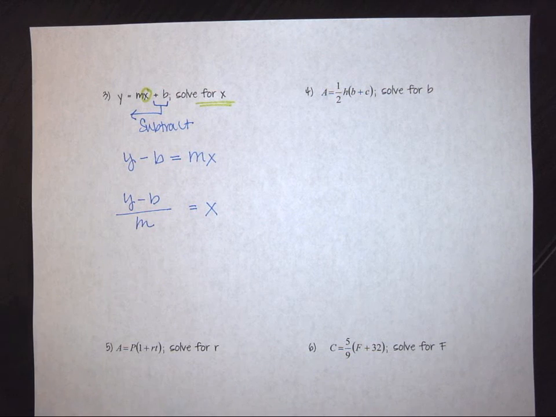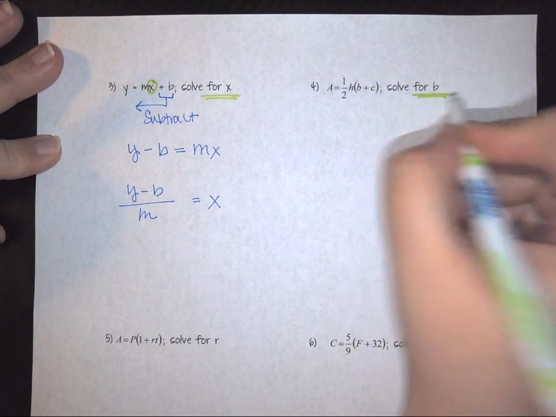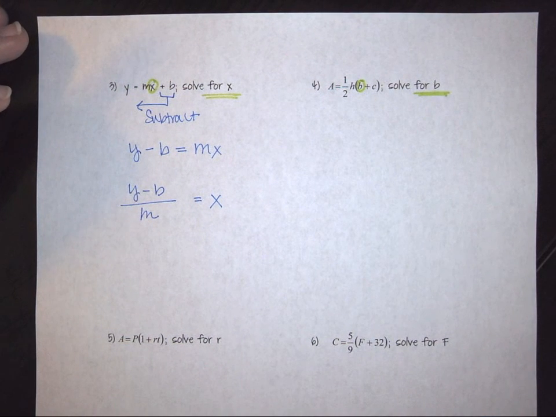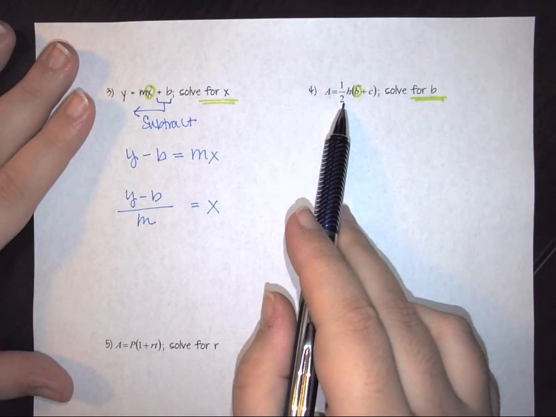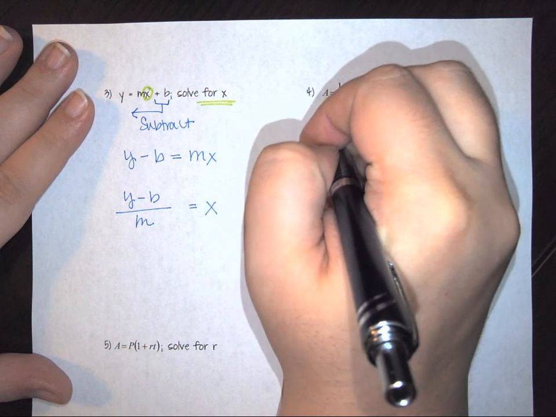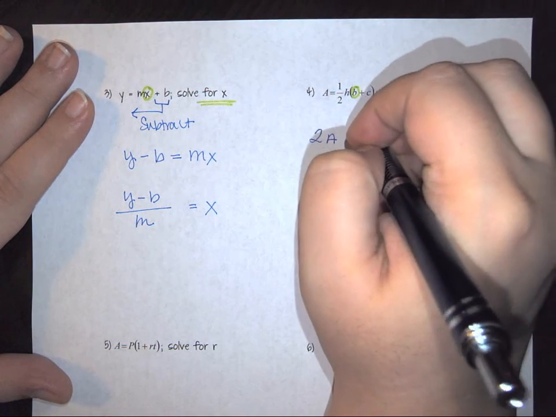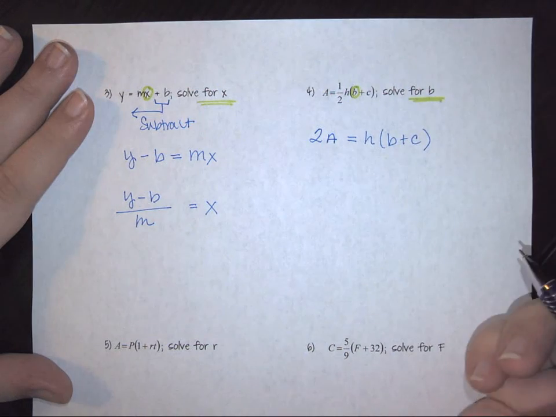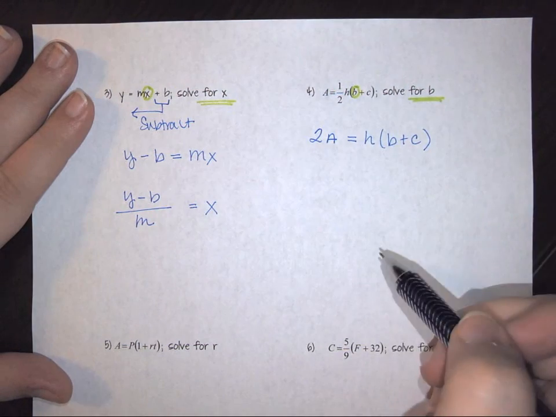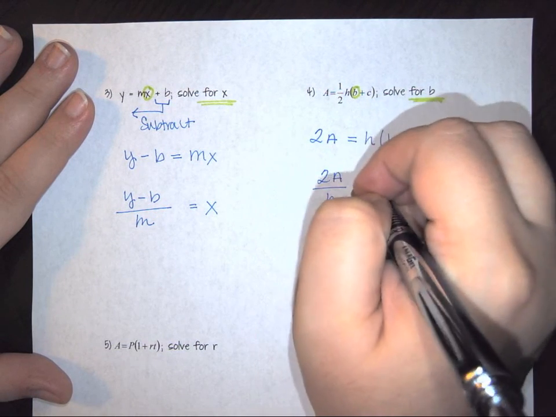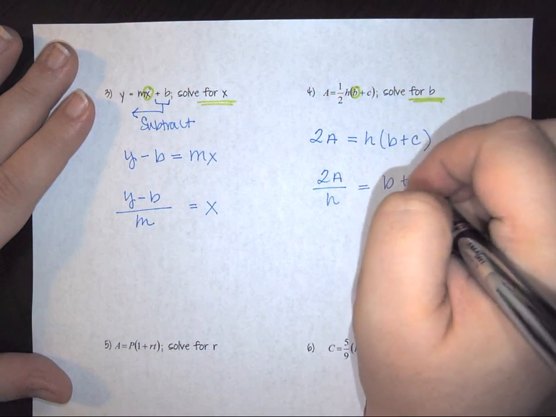Okay. Now here we're looking to solve for b, and b is on the inside of these parentheses. The first thing I would do is get rid of this fraction, so I would multiply everything by 2. So this becomes 2a is equal to h times b plus c. Then I need to divide everything by h. So this becomes 2a over h equals b plus c.